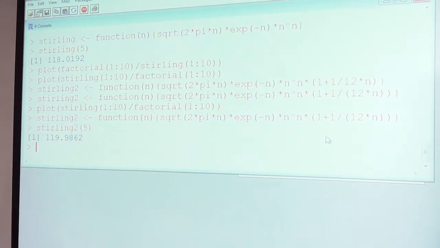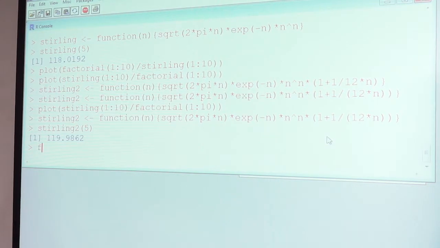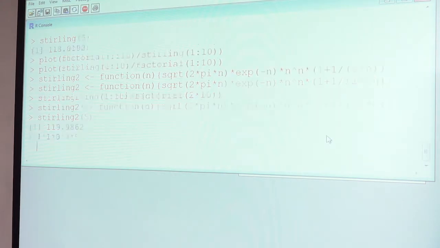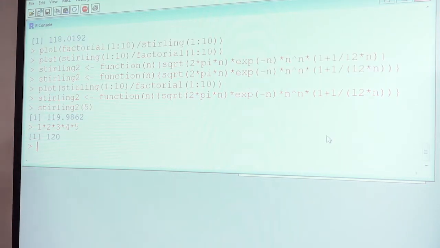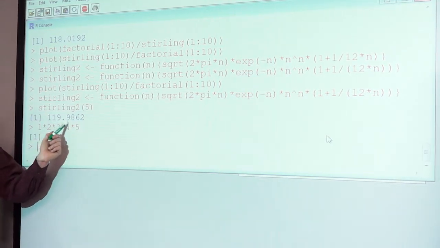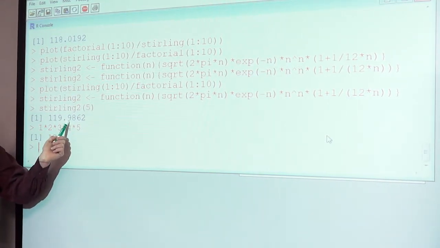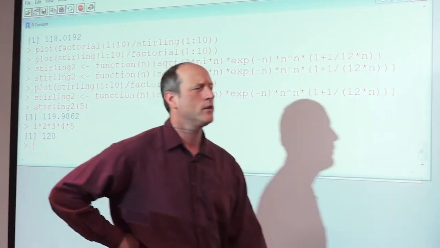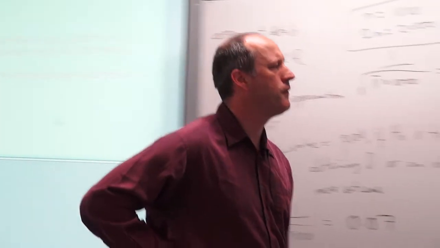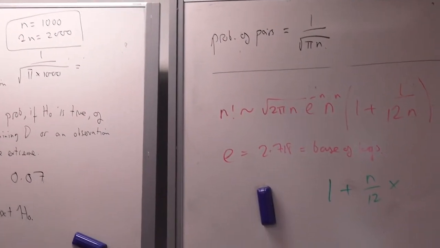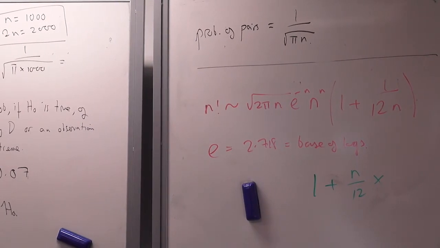Let's try 5. Look how close it is. Even for n as small as 5, look how close it is. It's unbelievably good. It's far, far, far better than you've got any reason to expect it to behave. When you look at the proof of it, the proof is all as n approaches infinity and large values of n.